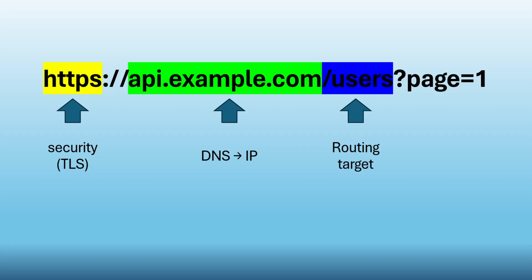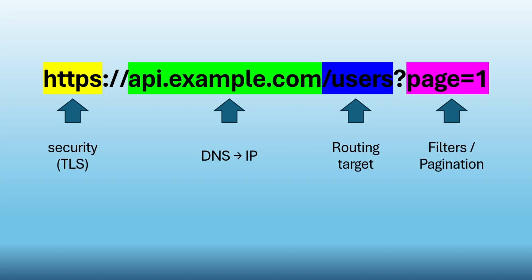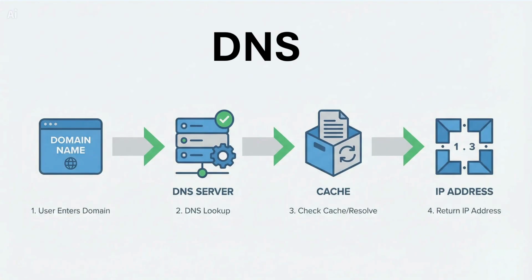The path is /users. That's the resource the server will route to. And the query is page equals 1. That's filtering, pagination, sorting. Parameters for the endpoint.